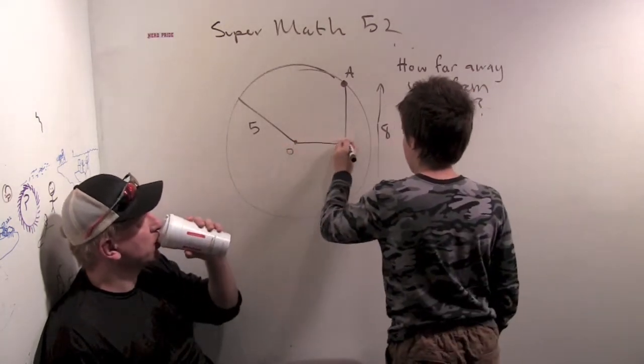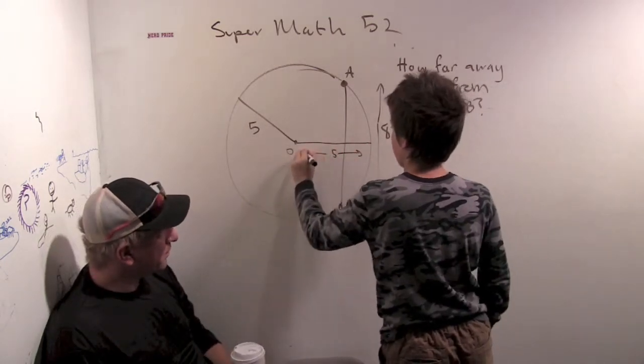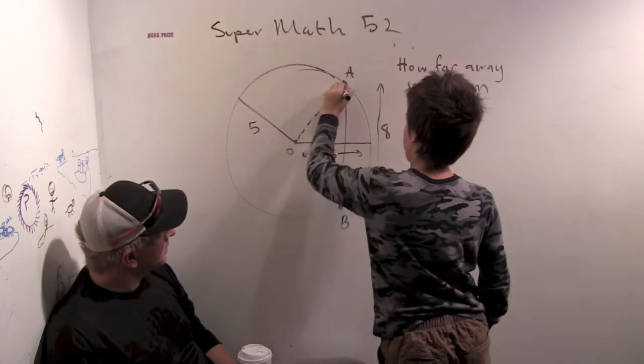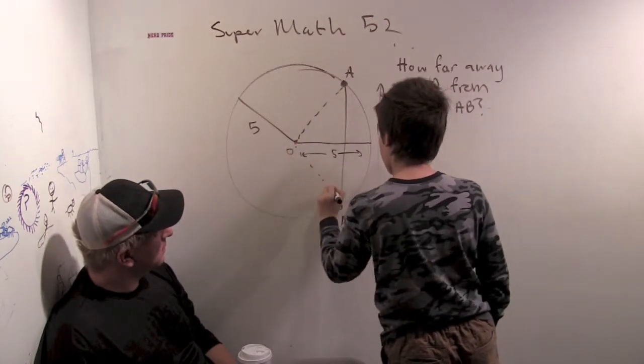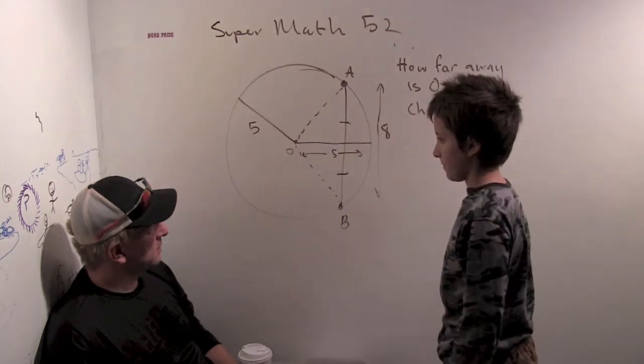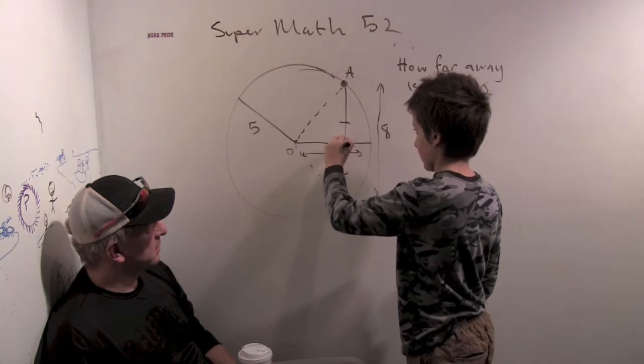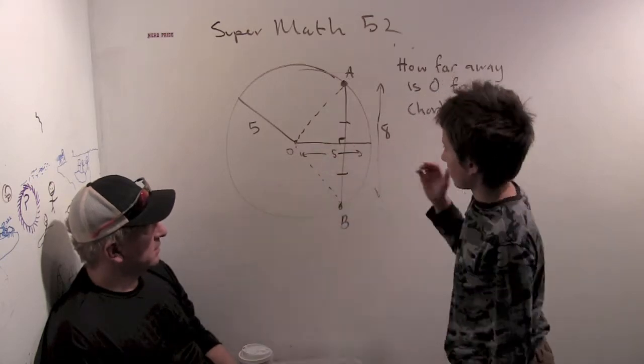Well, this is also the radius. This is also 5. And we did a problem where we proved that these were the same. When what happened? When this chord was perpendicular. Okay. So I'll have it come in perpendicular.